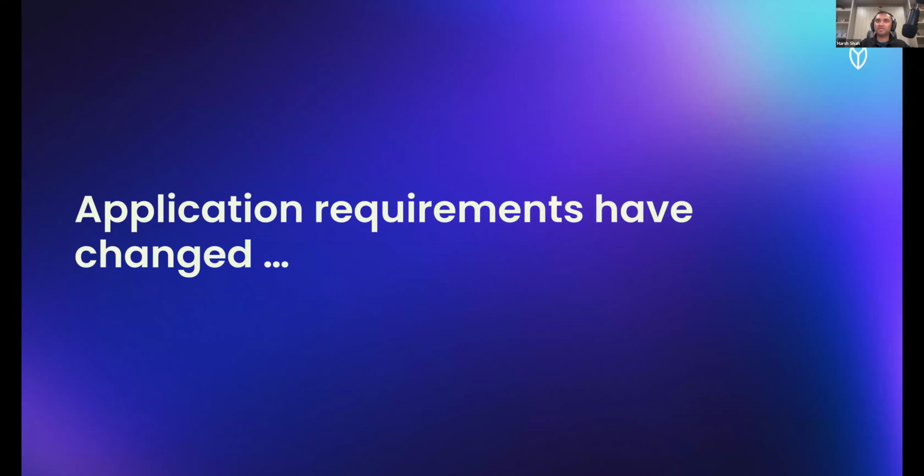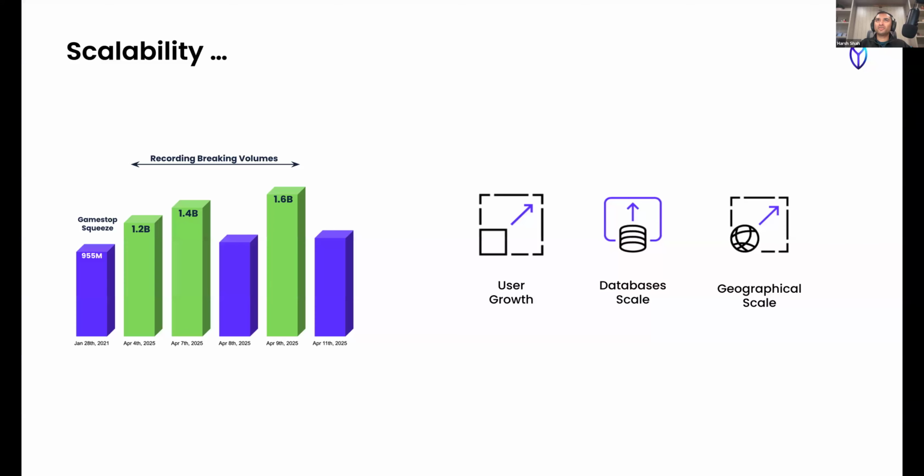We all know that application requirements have changed, right? So, if you take a look at this in terms of scalability, a lot of you if you're based out of the US, probably know about the GameStop squeeze that happened in 2021. At the time it was record-breaking volume of transactions occurring in the trading space at 955 million on a single trading day.